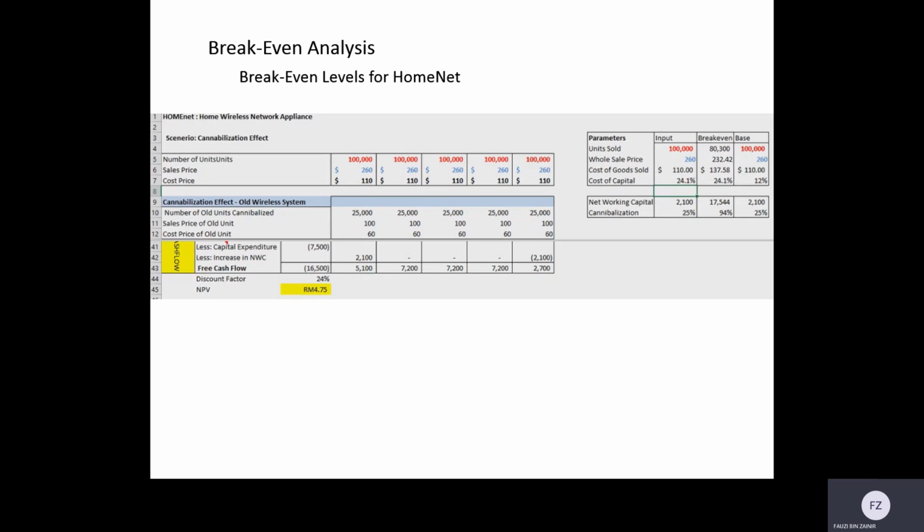Another thing: when I changed the cost of capital from 12% to 24.1%, the NPV is close to zero. So basically what we are doing here is finding the internal rate of return. The internal rate of return, as we know, by definition is when NPV is zero. So that is the rate.